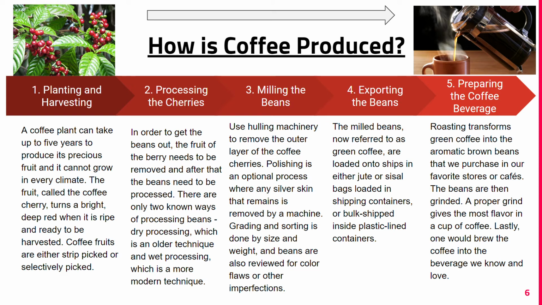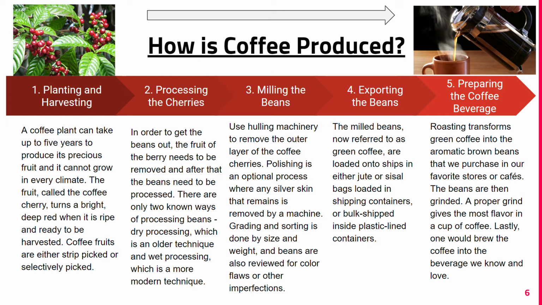Third, in milling the beans, we use hulling machinery, which removes the parchment layer from wet processed coffee fruits, and hulling dry processed coffee fruits refers to removing the entire husk of the dried cherries. Then polishing, which is an optional process where any silver skin that remains on the beans after hulling is removed by machine. Then grading and sorting is done by size and weight, and beans are also reviewed for color flaws and other imperfections.